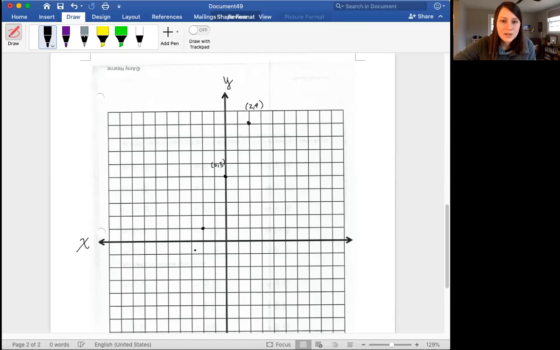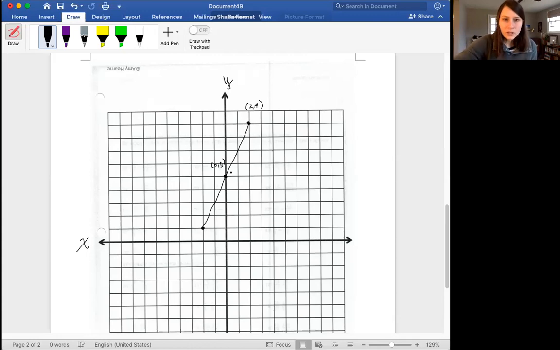Okay, so once you have this, now you're going to connect your dots. Now, if your dots were really close together, that's totally fine, right? You maybe didn't put -2, 0, and 2. Maybe you put -1, 0, and 1, or maybe you put 1, 2, 3, right?